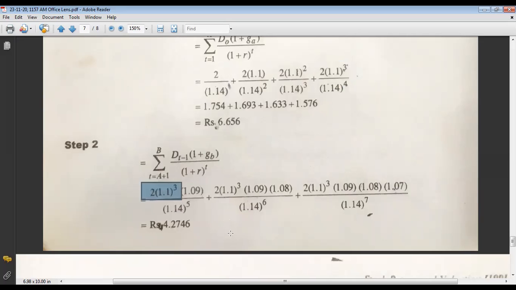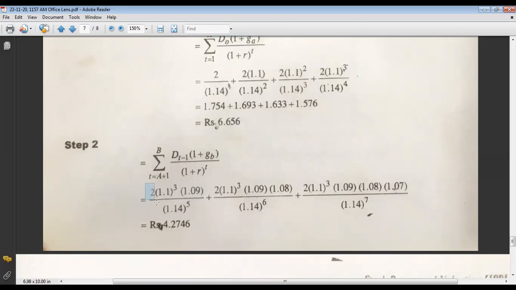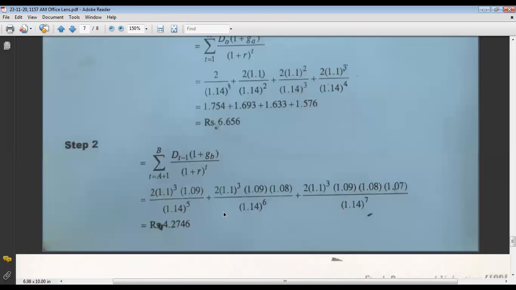The same value has to come here. Okay, so this is the formula, this is the concept that we have to employ when we are calculating the growth in the fifth year. So this is my fifth year. Look at this. Look at the denominator. It says fifth year.